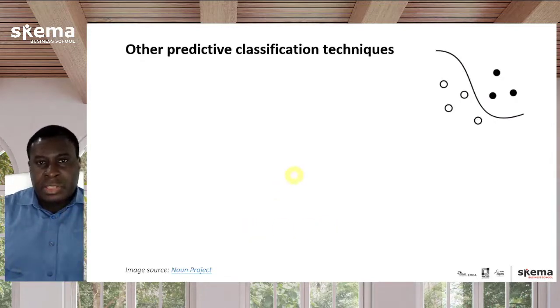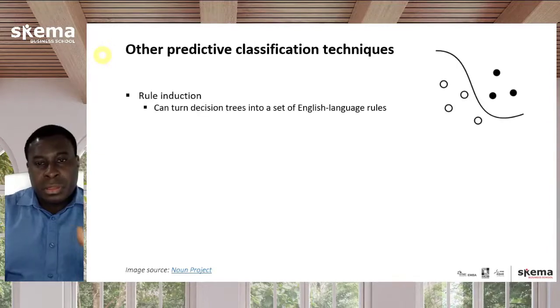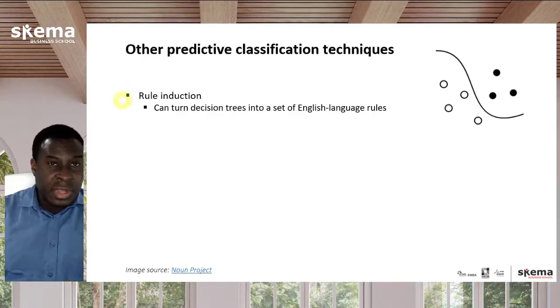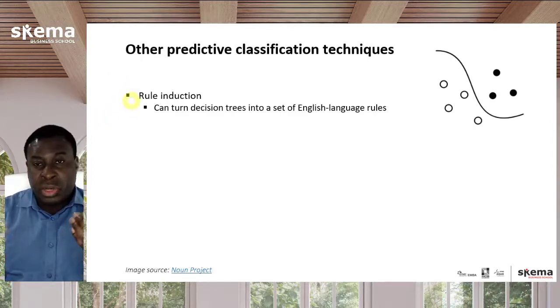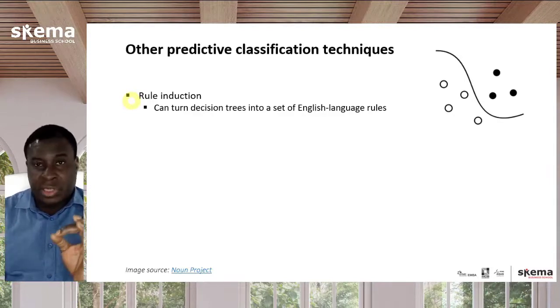So the last thing I'd like to cover in this video is looking at other predictive classification techniques beyond decision trees. So there is rule induction, whose outcomes can look like those of decision trees in the sense that the results end up in a set of English language rules. And one way of doing rule induction actually is using the decision tree and reading the decision tree as a set of if and else rules.